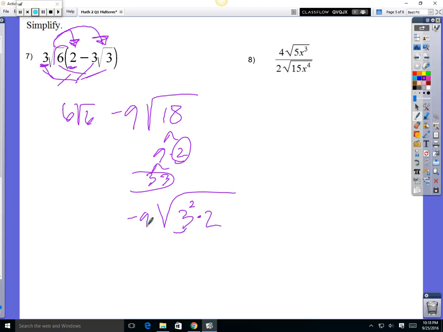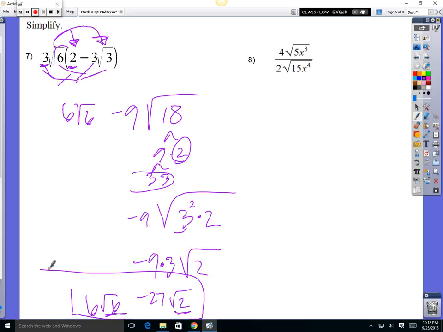And on the outside you got a negative 9, so you need to do negative 9 times 3. On the inside you just leave the 2. So on the outside we've got a negative 27 square roots of 2. And then with your 6 square roots of 6 and square roots of 2, they are not like units. They're measuring totally different things. So that is your answer. Cannot combine square roots of 6 with square roots of 2. Okay, 8.